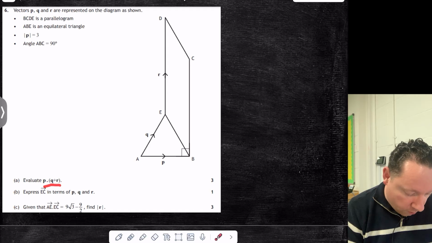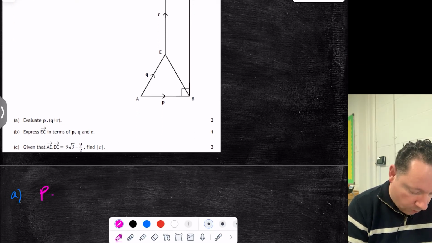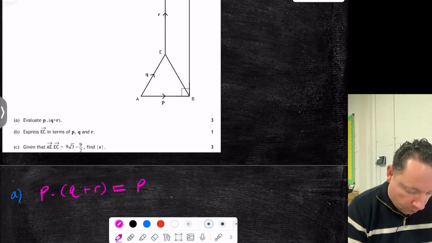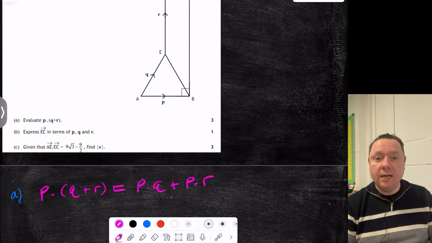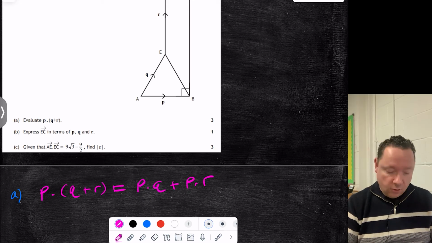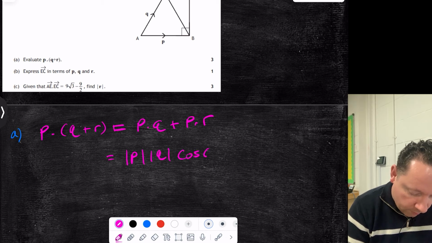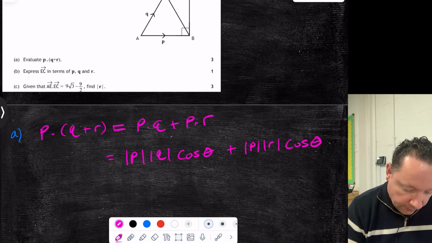Evaluate P dot Q plus R. So we can just expand that to say, part A, P dot Q plus R is equal to P dot Q plus P dot R. Now, the exam paper start tells us that A dot B is the size of A times the size of B times the cos of the angle in between. So we can see that that is size of P, size of Q, cos of the angle in between, plus the size of P times the size of R times the cos of the angle in between.